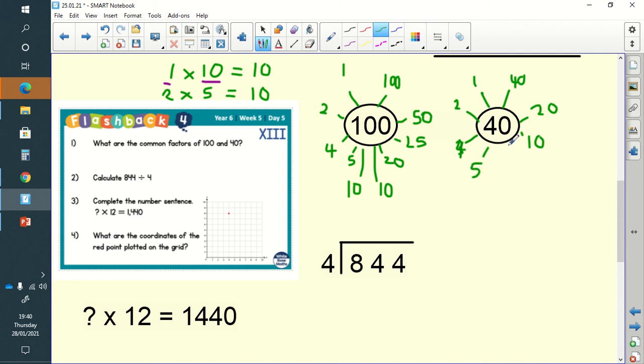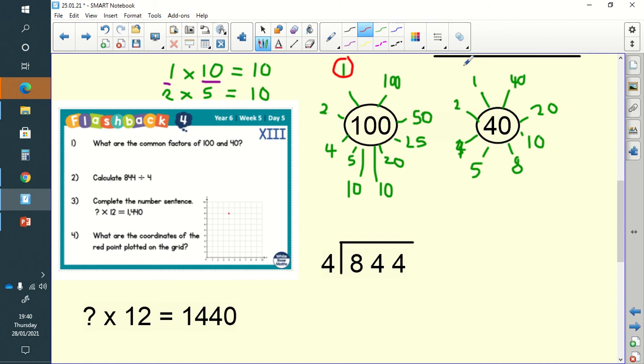5 times 8. 6 times, no. 7, no. And then I'm back to 8. So I know I found them all. Okay, so which ones are common factors? Which ones are factors of both?